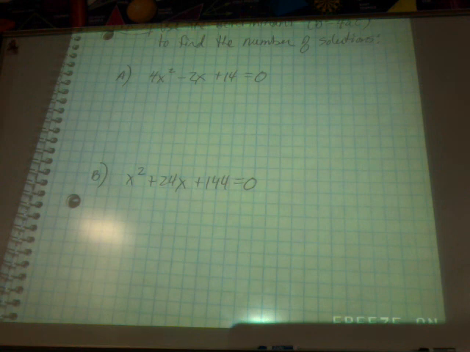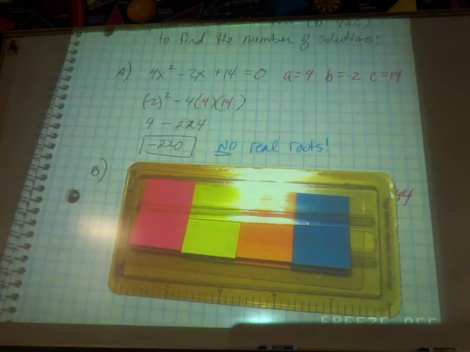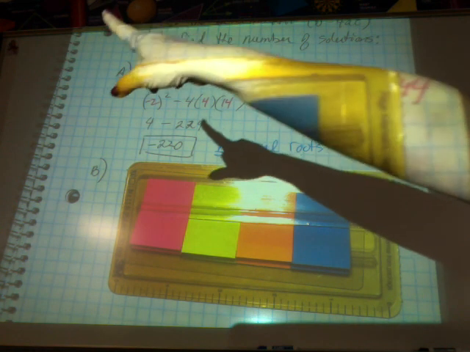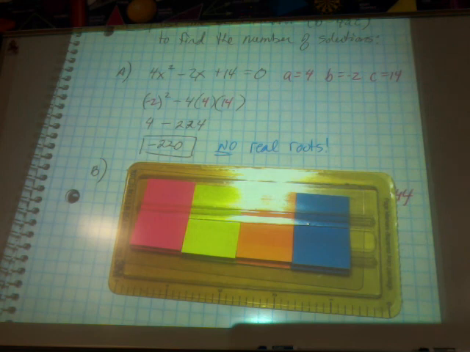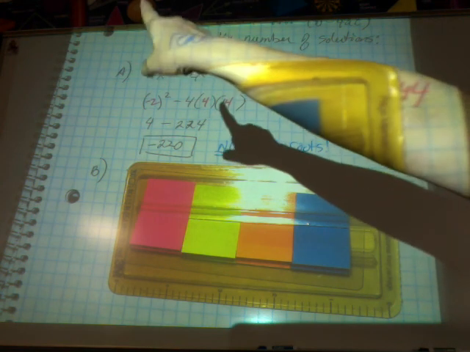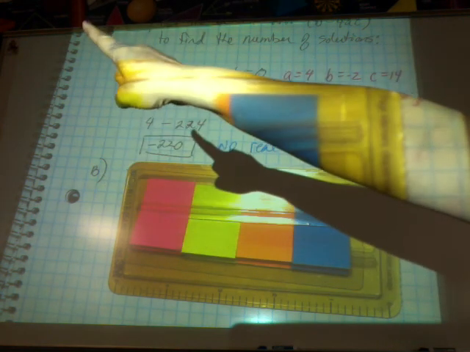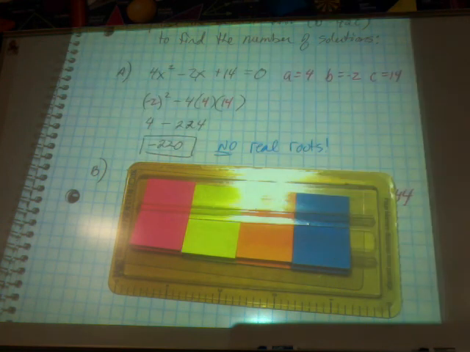What value did you get on A, TJ? What value did you get for the discriminant? Negative, should be 220. Because 4 times 4 is 16, 16 times 14 is 224, and it's negative because you have one set of negatives, right? So that's bigger, so if you add the opposite, don't you get negative 220? So it gives you how many real roots?